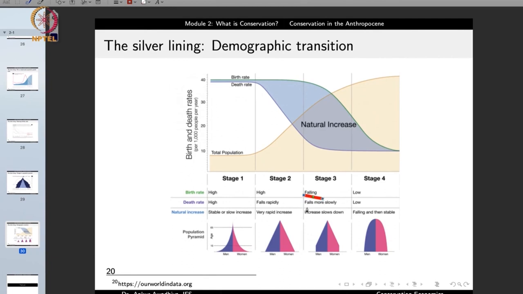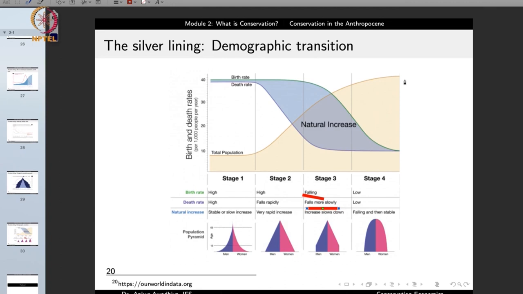Now, in this case, the death rate is still falling because we are still working on medical advancements, but now the birth rate has also started to fall. And so the population growth will now turn towards a plateau. And in the fourth stage, we have a low birth rate and a low death rate. And so the population now stabilizes. There is no further increase or decrease in the population.